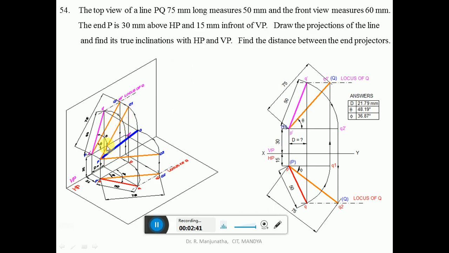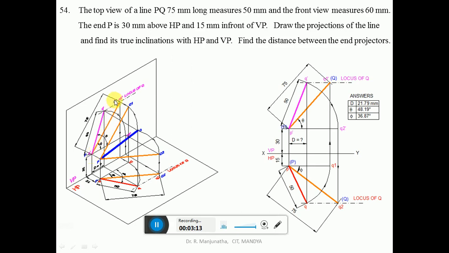The line is parallel to VP because P is 15 mm in front of VP and Q1 is also 15 mm in front of VP. So you get this line parallel to VP. But when you project this line in the front view, P will be here, so P dash, we got this point, and Q1 is here. When it is projected, you are going to get this point here. So you get the line P dash Q1 dash, which is the true length in the vertical plane.